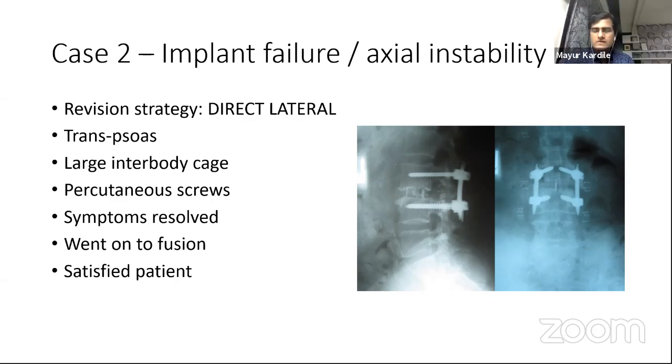How easy or how difficult was it for you to retrieve the previous implant through the XLIF approach? Did you have to go through the psoas, dissect through it, and then retrieve the implant? Can you please elaborate on that?